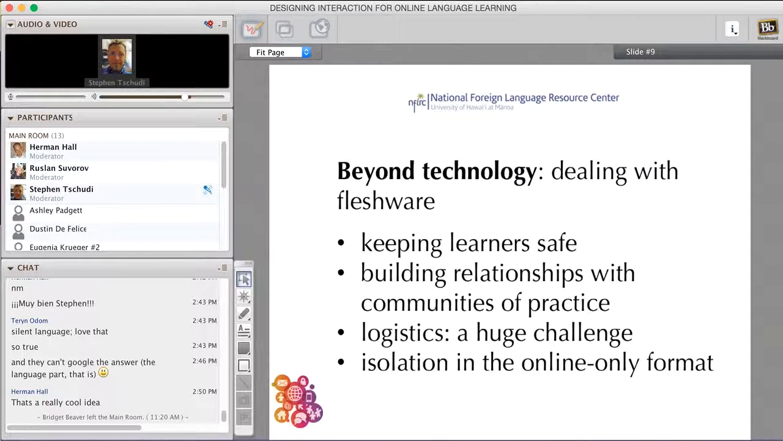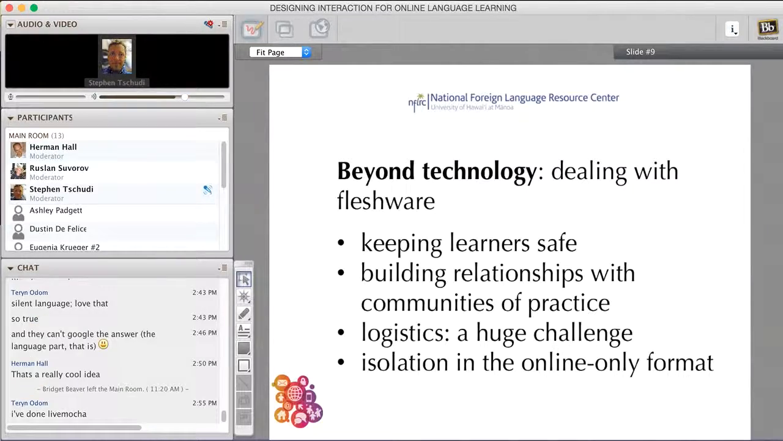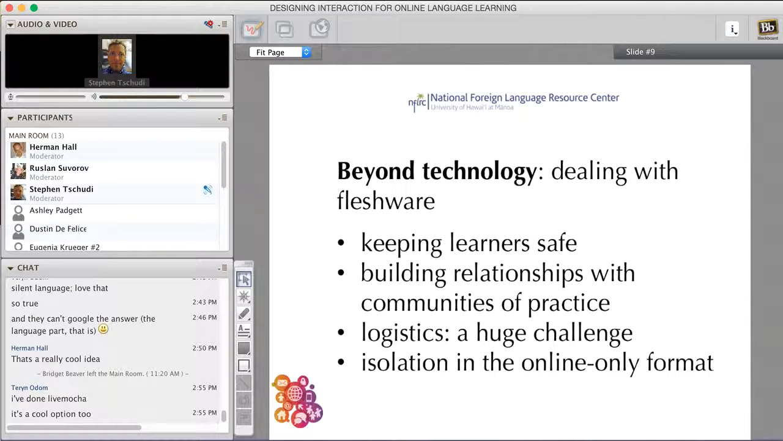So moving on, I'm going to go beyond the technology a little bit because if I just talk about those devices, then you're left with a bunch of problems that we sort of need to untangle. And those problems are all related to fleshware. That is, human factors in using the technology. The first one is what I just mentioned, keeping learners safe.